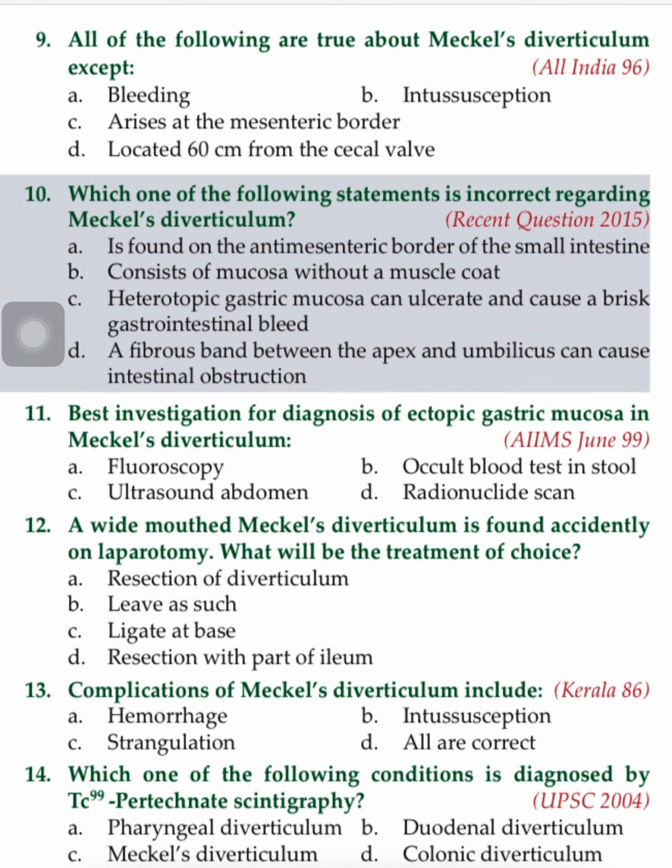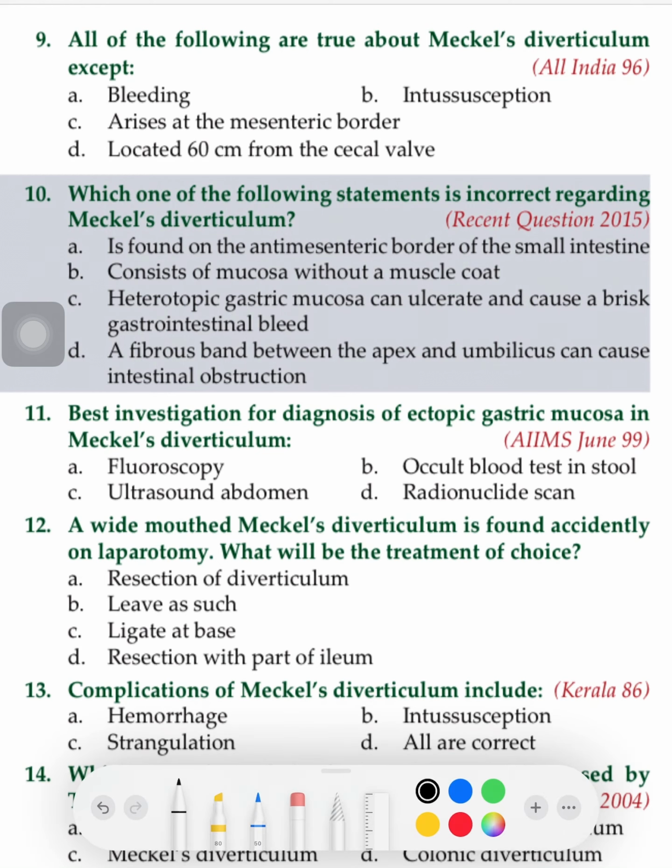All of the following are true about Meckel's diverticulum except. There is bleeding because of the ectopic gastric mucosa. It can cause intussusception. It arises at the mesenteric border. No, it arises at the anti-mesenteric border, located 60 cm from the ileocecal valve. This is also a true statement. So the correct answer will be C.